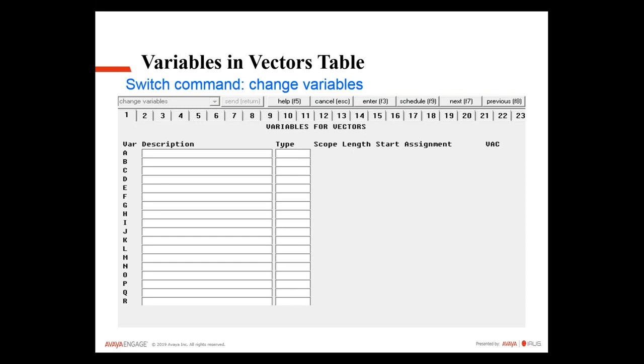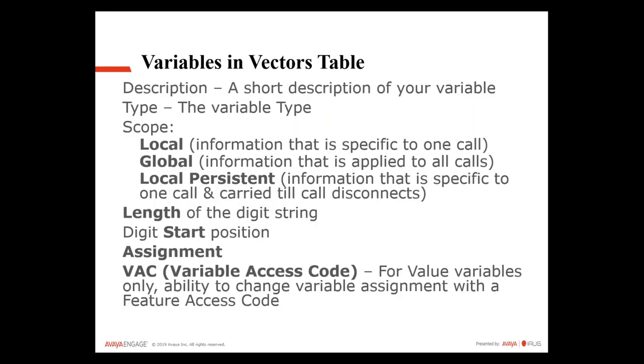So for description, you would put in the types. There are different types that we can have. Again, your classic Avaya documentation. Local: is it specific to one call? Or is it going to be applied to all? Global is the one that we here at Cardis use more often. I apply it to many different teams, so it's going to be a global setting. The length of the digit string is going to become really important, as well as the start position when we start stuffing in variables later on.